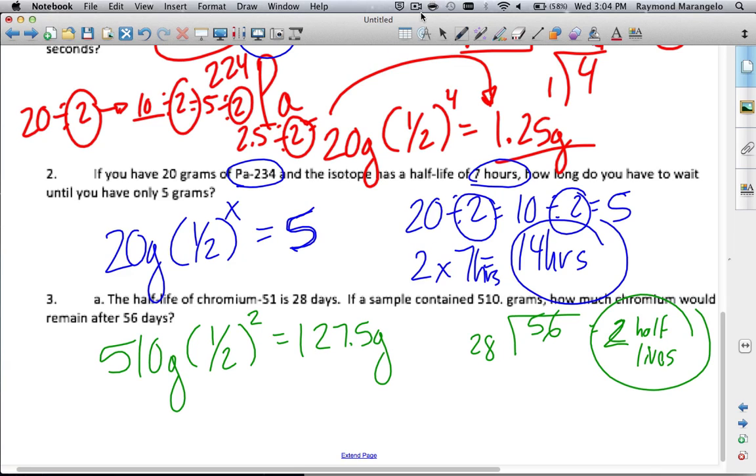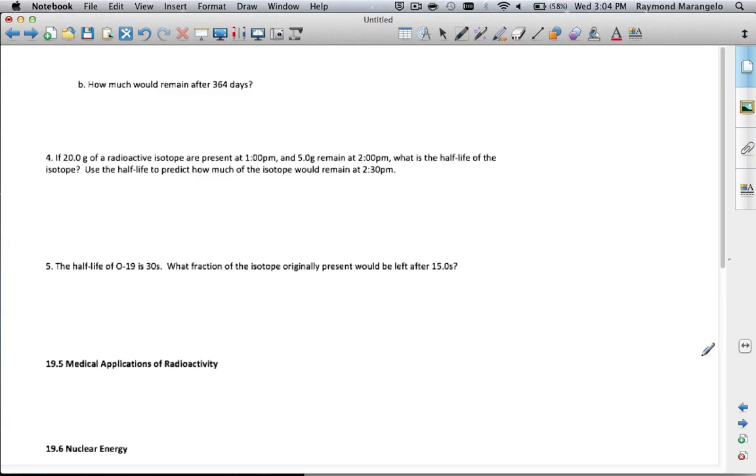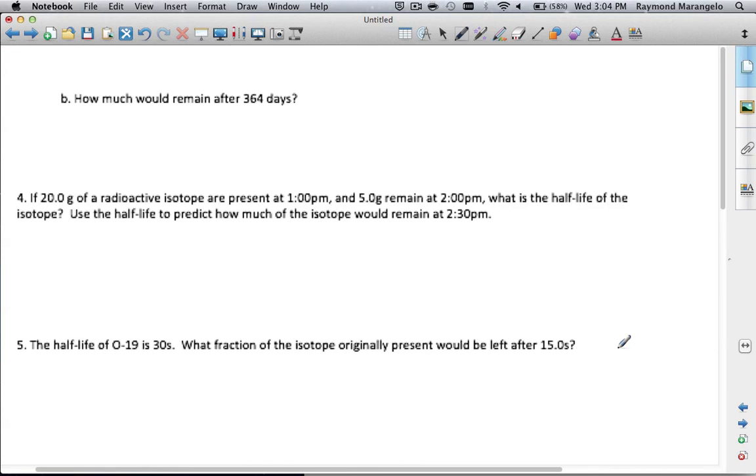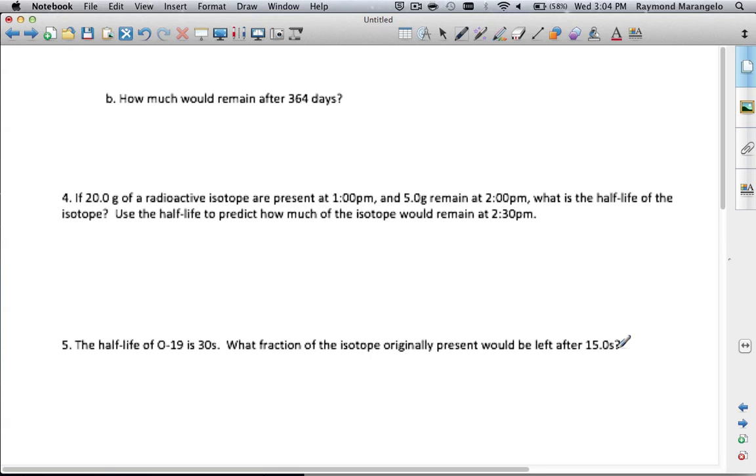All right, I think that's the end. Okay, so we have one more page. So on the back side of this page, I'll just fill in these notes so we'll finish it all up for you. All right, so let's just take a look. How much would remain after 364 days?